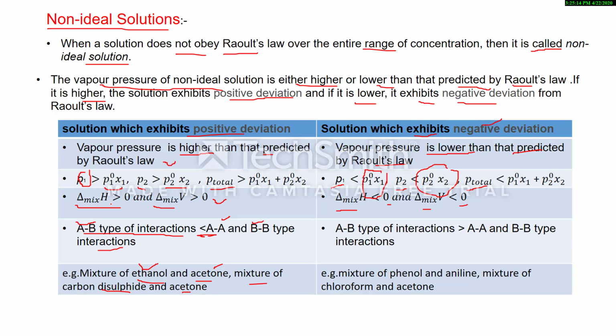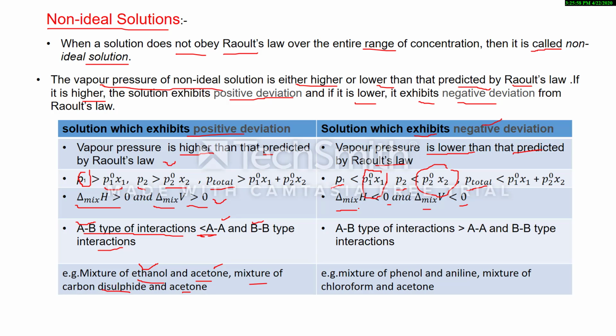Now in this case, delta H mixing is greater than 0, it means that it is positive. Positive means this is an endothermic process. Heat is absorbed. And delta V mixing is again positive. It means assume 10 ml of component 1 is mixed with 10 ml of component 2. Then the total volume of the solution will be greater than 20 ml. It may be 20.1, it may be 20.5, depending on the new type of interactions.